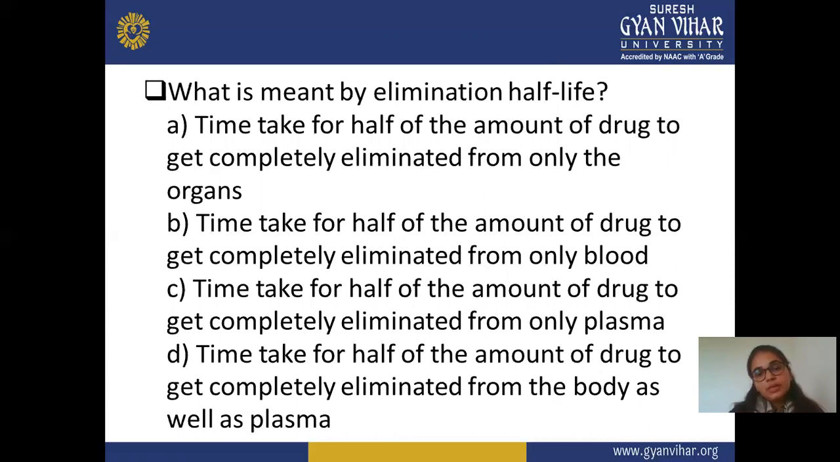Option A is the time taken for half of the amount of drug to get completely eliminated from the body, only the organ. Option B is the time taken for half of the amount of the drug to get completely eliminated from the blood. Option C says the time taken for half of the amount of the drug to get completely eliminated from plasma. And option D is the time taken for half of the amount of drug to get completely eliminated from the body as well as plasma.